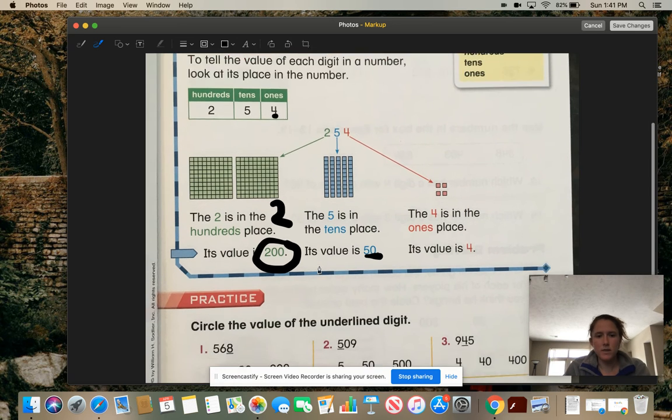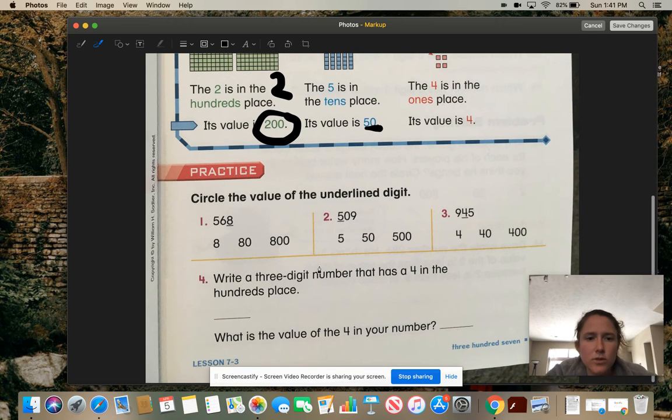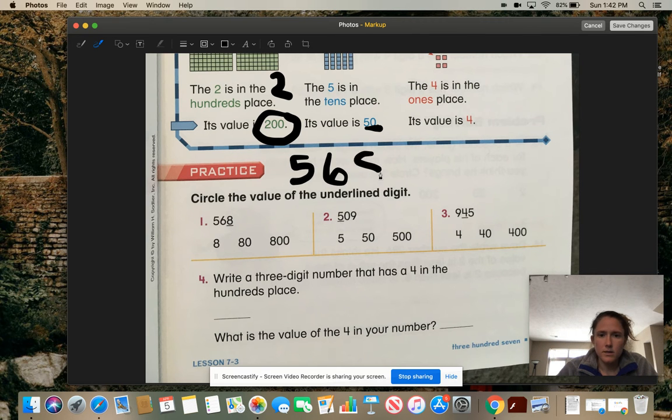Okay, let's keep going. It says circle the value of each underlined digit. This 8 is in the ones place, remember? So we have the 5 in the hundreds, the 6 in the tens, and the 8 in the ones. So if I have the number 568, this 8 right here, there are no numbers behind it. This 8 is in the ones place, so this 8 is worth 8.